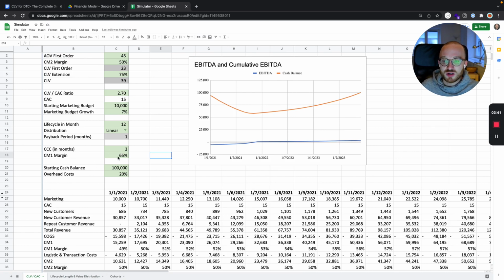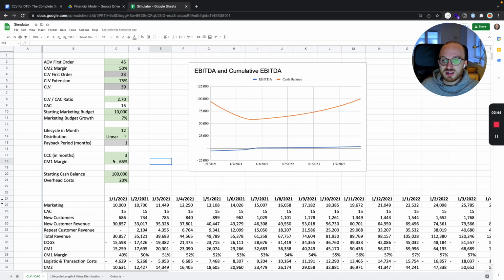and I have a CM2 margin of 65%, which basically tells me that 35% of that revenue is generated by the COGS, and I have a starting cash balance of 100K, and my overhead or my fixed costs are 20%. And now in this scenario here, I have a business, the orange line is my starting cash position, which is going down a bit, but after a few months I'm sort of reaching break even, and I'm very slowly starting to generate cash.